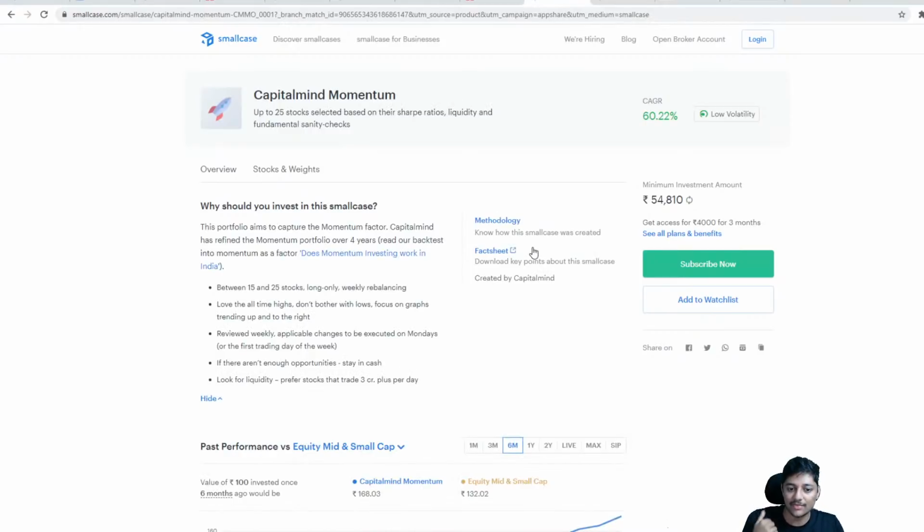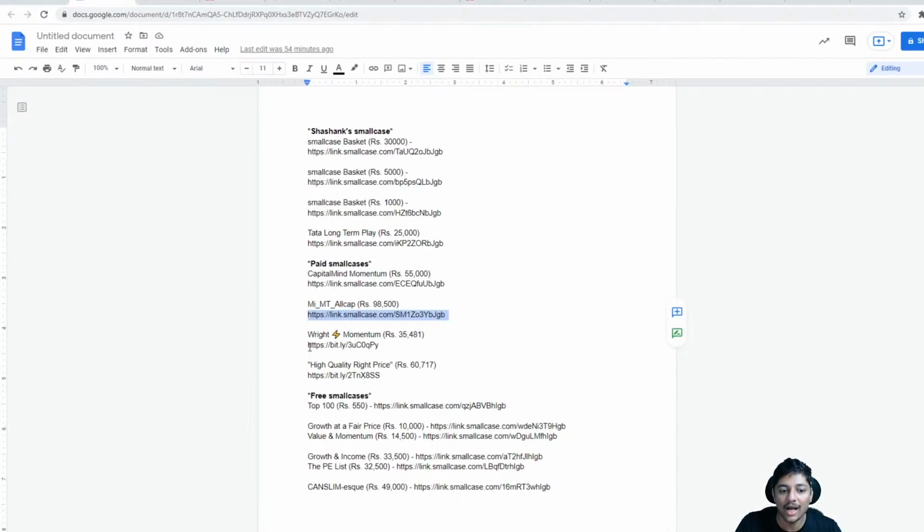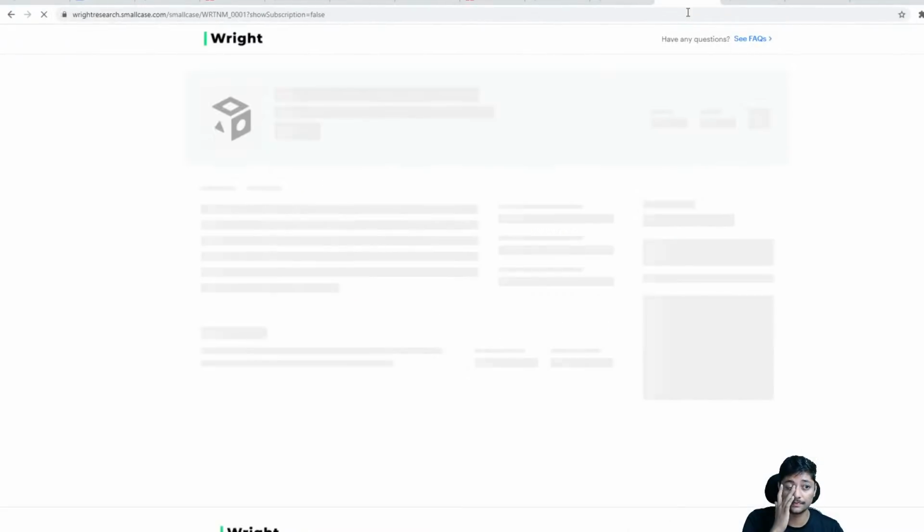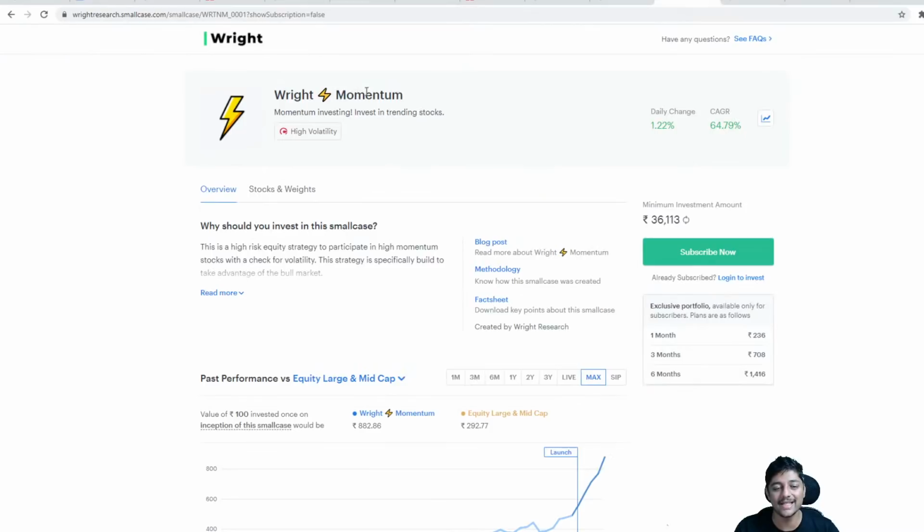Now, because I like to do my research like a maniac, I have found a few more small cases that are very interesting and becoming better. Let me show you them also. I've heard of this momentum called Wright Momentum. I don't know whether you guys have heard of it, but look at this. Let me put it here. Okay, it's called Wright Momentum.